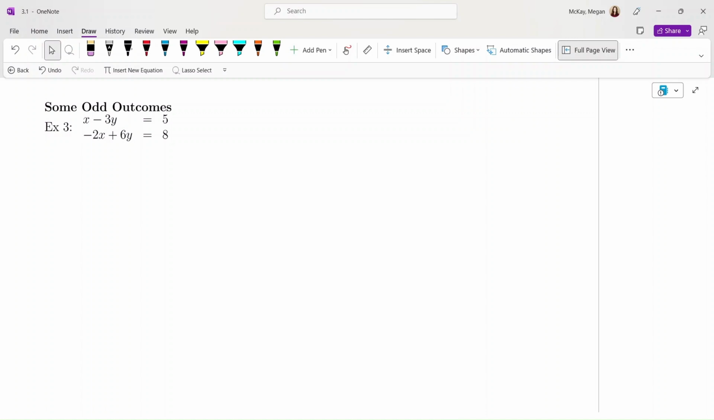We are going to continue here by solving systems by elimination. Sometimes they require a little bit more manipulation before we see what can cancel each other out. So I just like to rewrite it to get us started. Here we have x minus 3y is equal to 5, and negative 2x plus 6y is equal to 8.